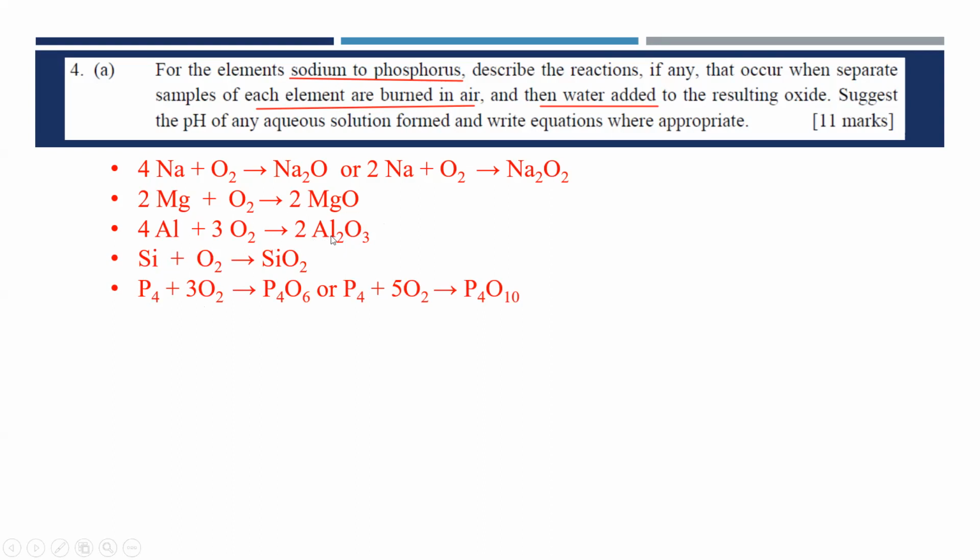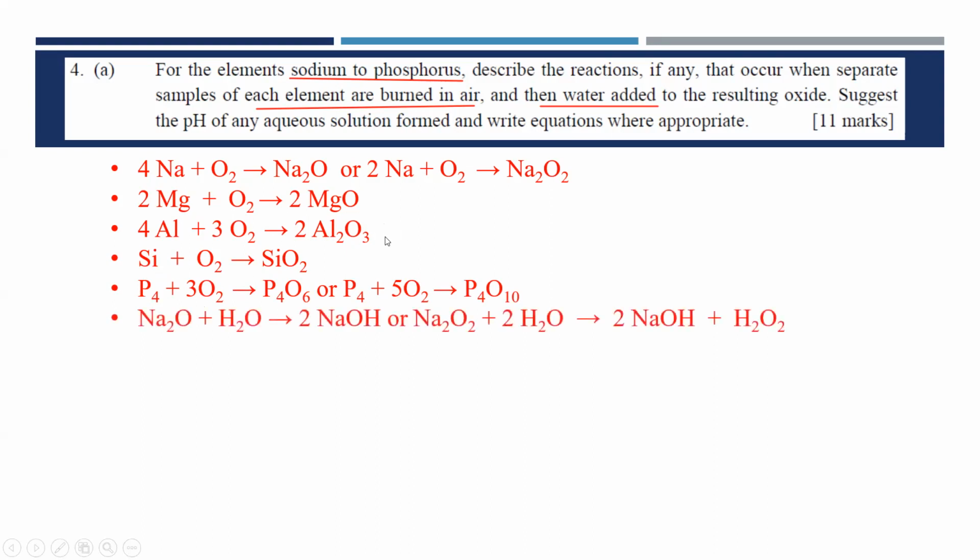Then you dissolve all these oxides inside water. Na2O plus H2O give 2NaOH, or if you use sodium peroxide, Na2O2 plus 2H2O give 2NaOH plus H2O2. Because NaOH is a strong alkali, the pH of the solution is between 13 to 14. Then magnesium oxide dissolves sparingly in water, so that is why you have a reversible equation in here. You form magnesium hydroxide, so the pH is somewhere between 8 to 10.